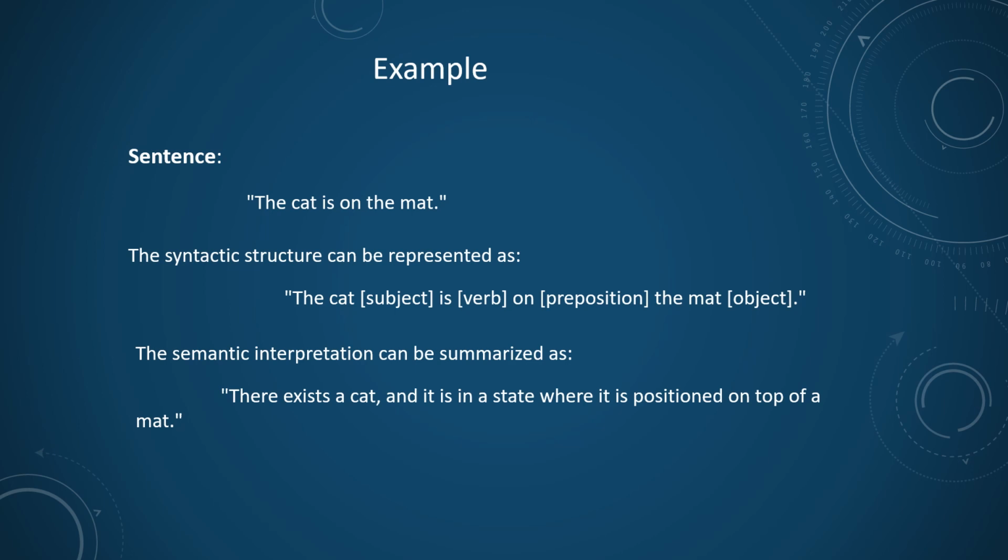And the other one is semantic analysis. Semantic analysis focuses on understanding the meaning of the sentence. It extracts the intent, the meaning of the words, and the relationships. Here there is a cat, and the cat is in a state where it's positioned on top of the mat. The sentence describes a cat being located on a mat, indicating a spatial relationship. The words cat and mat are concrete objects. The verb "is" indicates a state of being, and the preposition "on" establishes a relation between the cat and the mat, indicating their spatial arrangement.